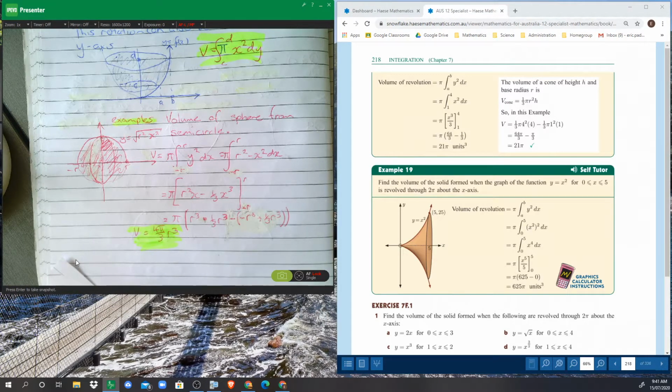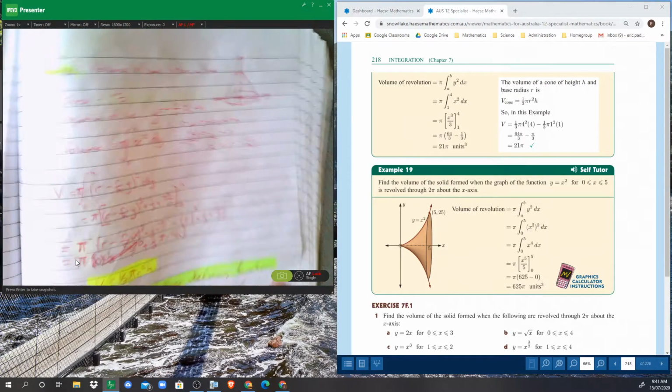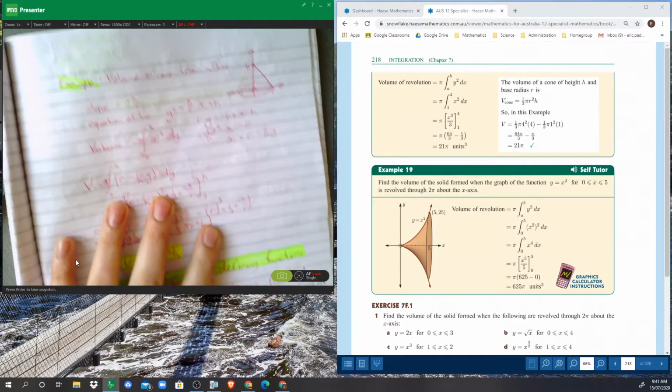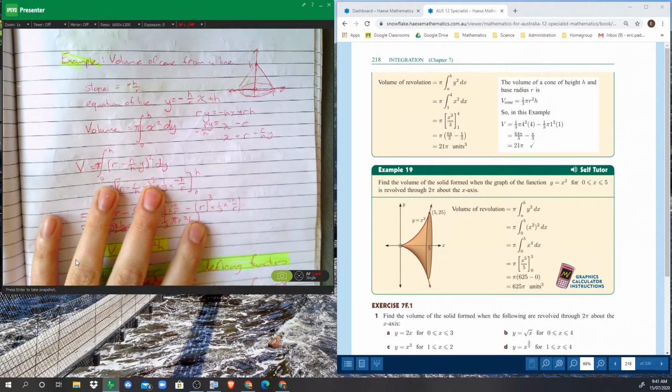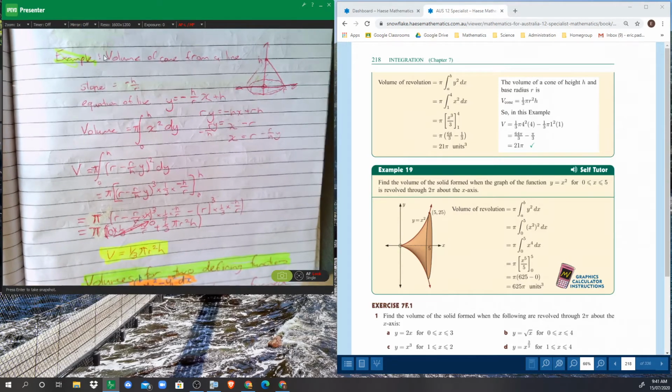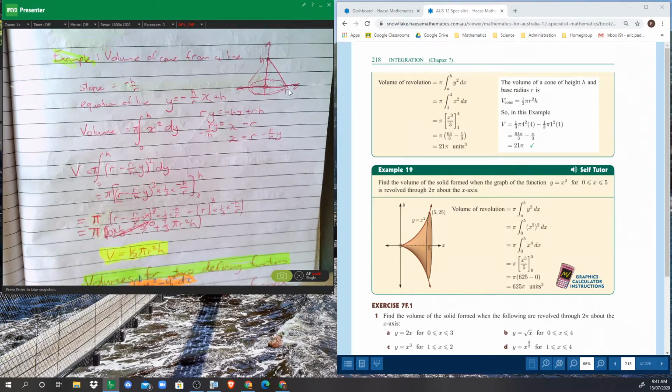All right, so let's try another one. In this example, I did the volume of a cone from a line. So imagine I just draw a line from the top of the cone to the base of the cone. I called my y value h and my x value r, where h is the height of the cone and r is the radius. If I swing that around the y-axis this time, I can come up with the formula for a cone.